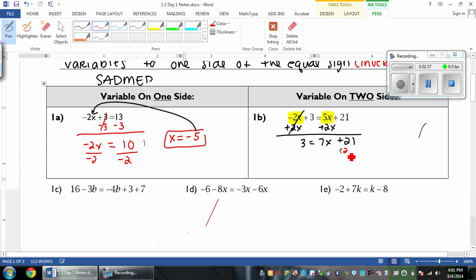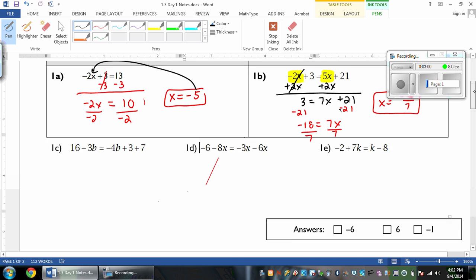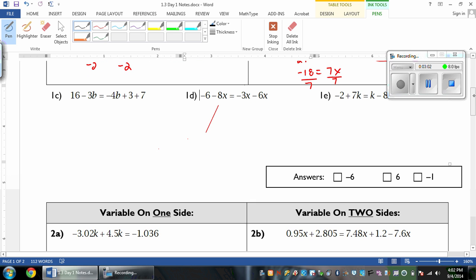Alright, so I'm going to follow SAD math again and subtract 21 from both sides. 3 minus 21 is negative 18 equals 7x. Last step, divide by 7. So x is just going to equal negative 18 over 7. So it's just one extra step that we have to do. Just collect the variables first and then solve the equation like normal. Alright, so let's do some examples.